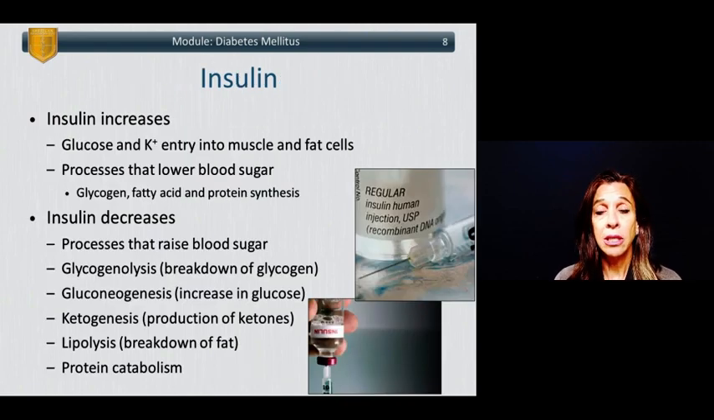So insulin increases both glucose and potassium entry into muscle and fat cells. It also activates processes that lower blood sugar, including the production of glycogen, fatty acid, and protein synthesis. Insulin decreases processes that raise blood sugar, such as glycogenolysis, or breakdown of glycogen to glucose, gluconeogenesis, which is an increase in glucose, ketogenesis, production of ketones, lipolysis, breakdown of fat, or protein catabolism.